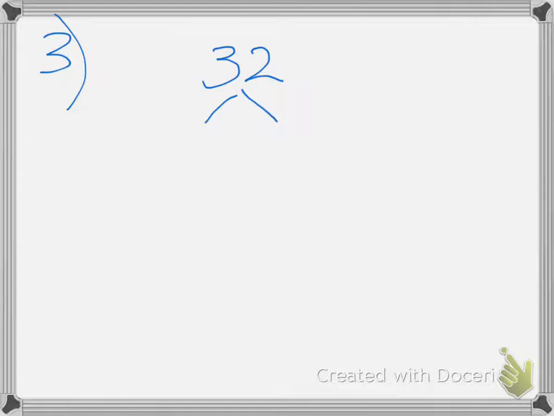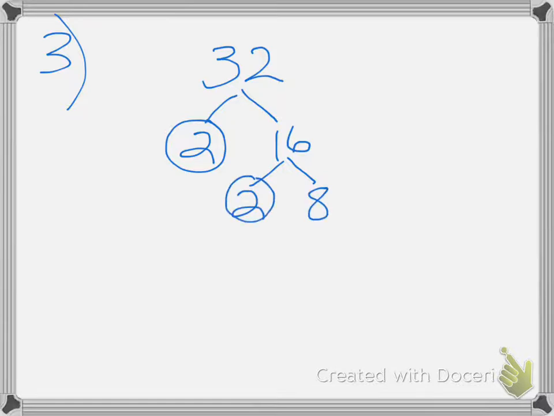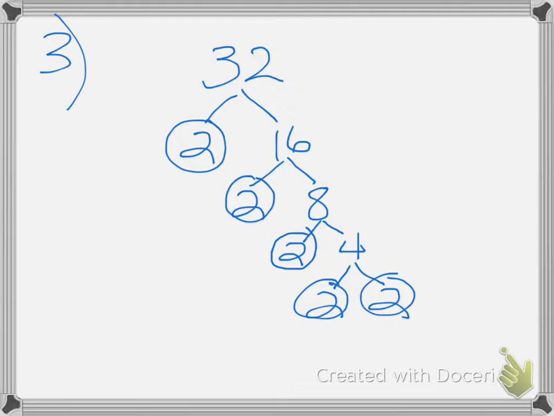And I'm going to go ahead and start. I know 32 is even because it has a 2 in the ones place. I'm going to look at 2 times 16 because I know half of 32 is 16. So 2 times 16 will give me 32. 2 is prime, so I'm going to circle it and stop on that and branch off of 16. Well, I can get 16 by multiplying 2 times 8. 2 is prime, so I'm going to circle it. I'm going to branch off of 8, and I'm going to say, well, 2 times 4 will give me 8. Again, 2 is prime, so I'm going to circle it. And I can get 4 by multiplying 2 times 2. So I'm going to circle it, and I'm done with my factor tree.